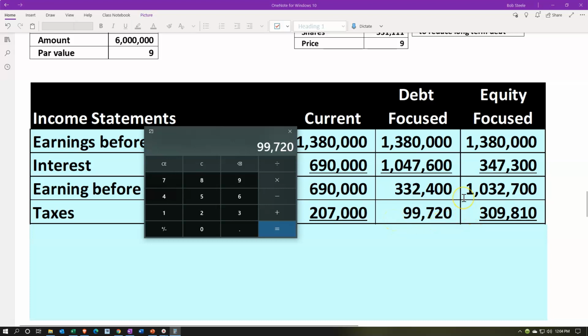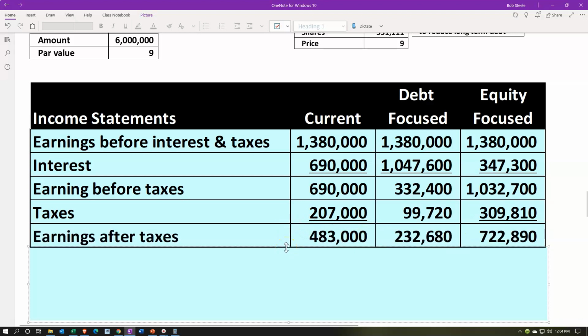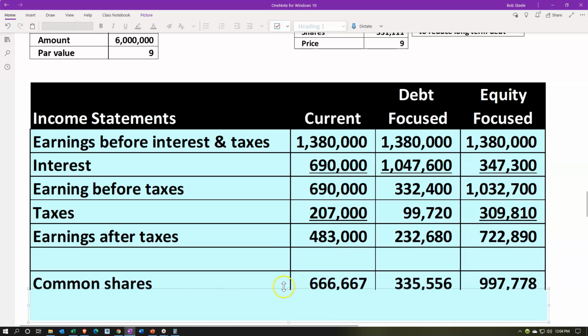The equity plan, we have a higher income before taxes, and therefore the government wants more of our money. So we have to pay the higher taxes under that plan. And then we have the earnings after the taxes. That's going to be subtracting these out. Earnings before taxes minus the taxes gives us the earnings after the taxes. You can see here's our current plan in the middle. The debt plan has the lowest amount, but we also get to distribute it over less shares, and so we'll think about that in a second. The equity has the highest amount because we didn't have to pay the interest, but we're going to have to then distribute that over more shares because we issued common stock in order to generate that revenue.